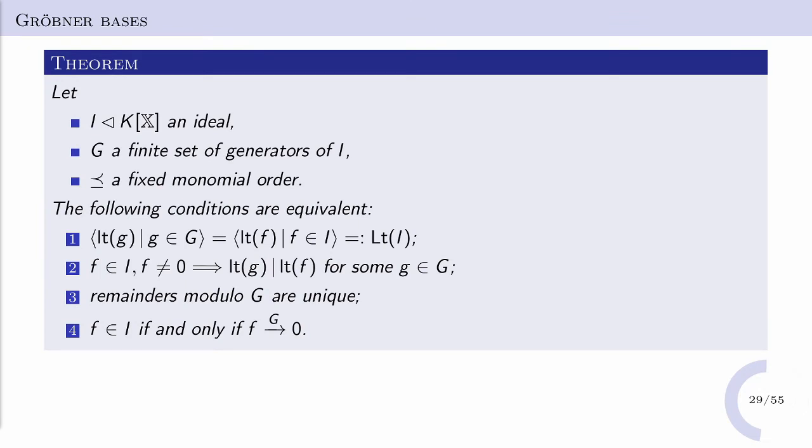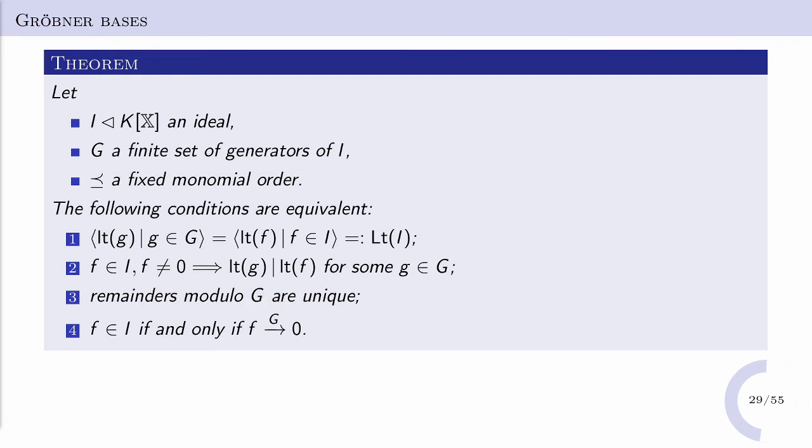The way to construct the Grobner basis is via the so-called Buchberger criterion. If we look back at this theorem, we can observe that all these conditions, although they are very elegant from the abstract point of view, from the algebraic point of view, are not very practical, because in every one of these four conditions we have to check infinitely many polynomials. For example, condition 3 says that G is a Grobner basis if the remainders modulo G are unique.